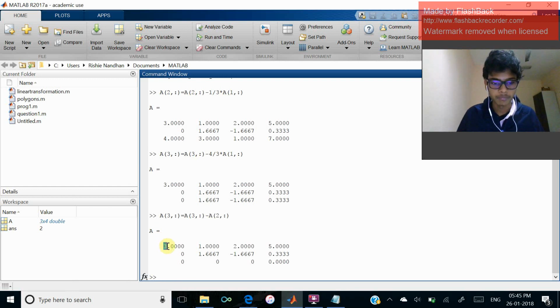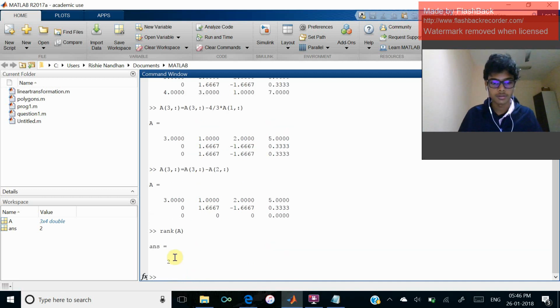So here in the first row, 3 is a pivot variable, and in the second row, 1.6667 is the pivot variable. So the total number of pivot variables is 2. With the total number of pivot variables being 2, let's find the rank of the matrix. The command for finding the rank of a matrix is rank(A). Remember that I've told you that Matlab is much easier to work with matrices because it has a lot of predefined functions like rank, which would give you the result in a single statement. So the answer is 2, which makes the rank of the given matrix A 2.